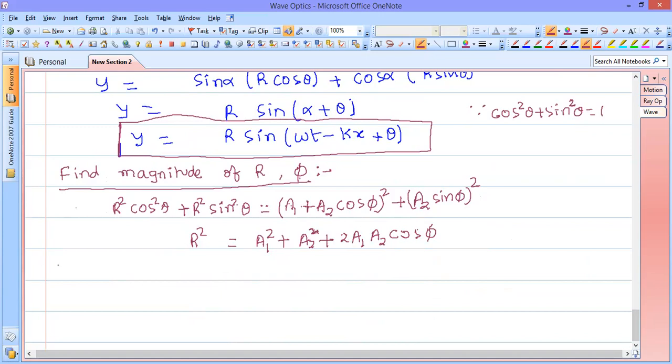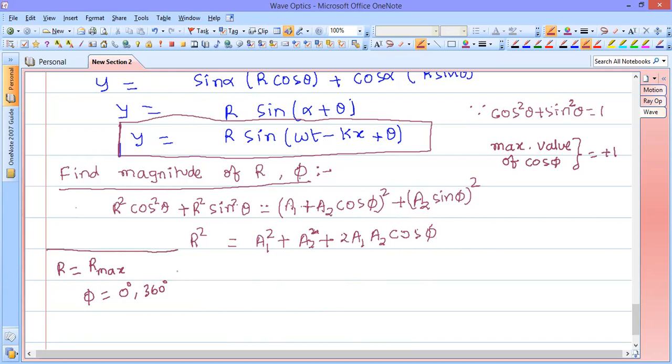Suppose I want to get maximum amplitude. R must be equal to R max. A1 and A2 are fixed, so cos phi must be maximum. The maximum value of cos phi is plus 1, when phi is equal to either 0 degrees or 2 pi, that is 360 degrees. Cos 0 is 1, and similarly cos 360 is 1. To get the maximum amplitude, phi must be 0 degrees or 360 degrees.